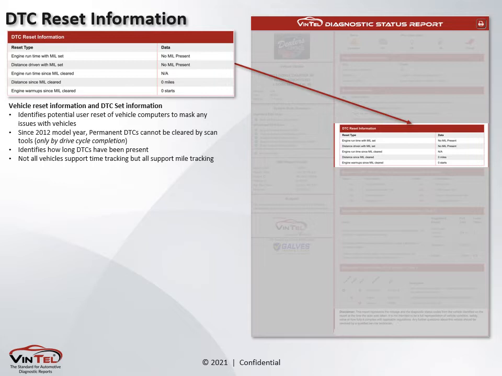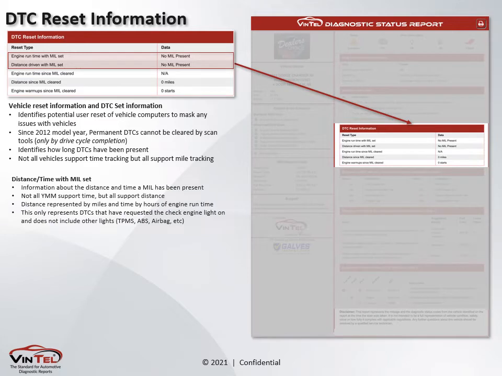Now, the first thing to understand with reset information is the concept of the MIL. The MIL stands for malfunction indicator light. And when a DTC is present, it will request a MIL to be set. When there's no MILs, no DTCs, we present that. Otherwise, we'll highlight: has the MIL been set? How long it's been set? Has the MIL been cleared? How long ago was it cleared? As well as how many times the vehicle has started. So we'll go into each one of those in depth.